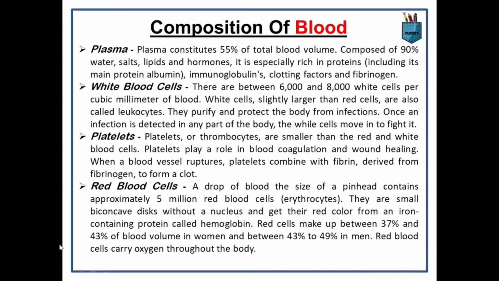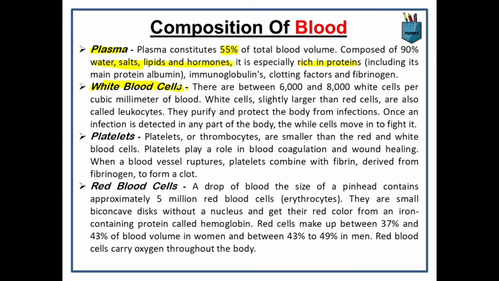Now moving to the composition of blood. Blood is mainly composed of four main parts, starting with plasma. Plasma constitutes 55% of total blood volume, so most of the blood volume is plasma. Plasma is composed of water, salt, lipids and hormones, and it is rich in proteins and clotting factors like fibrinogen. We will talk about plasma, red blood cells, white blood cells, platelets, all the components of blood, in detail in our next videos.